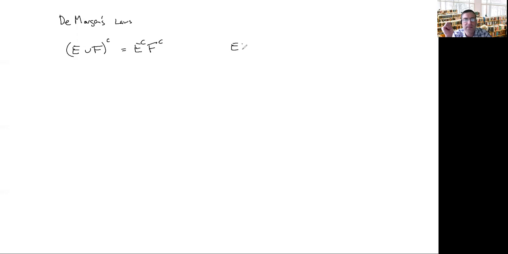And the other result is saying that if I take E intersect F complement, then that's the same thing as E complement union F complement. By the way, I should have said on the previous slide that E complement complement gives you back E again, right? Okay, and you can actually recover the first statement from the second statement by taking the complement again of the second expression. So it's enough for me to prove the first De Morgan law.